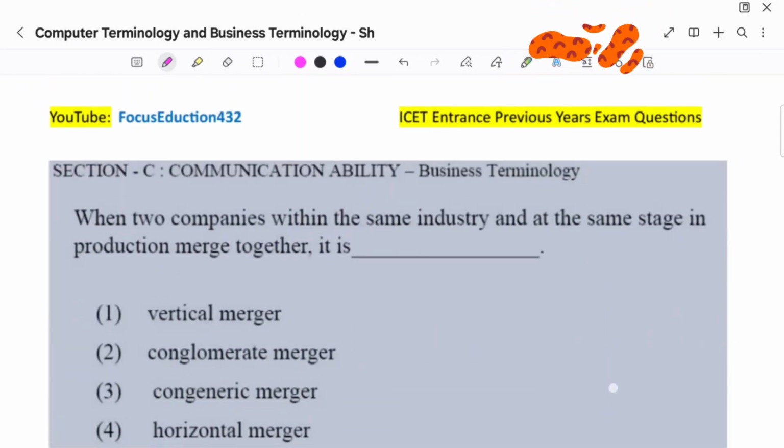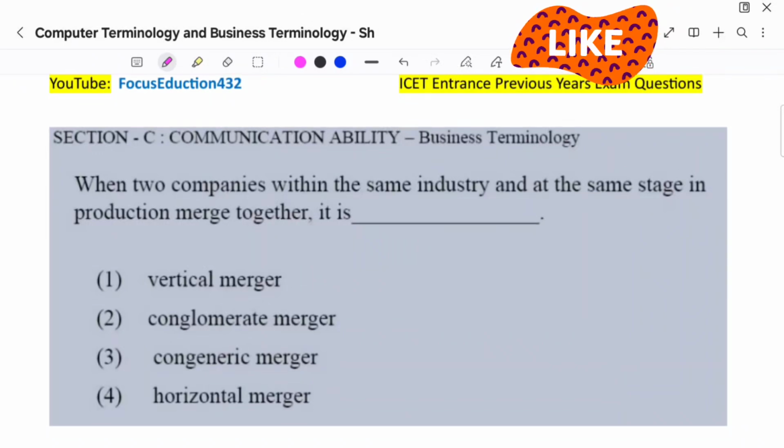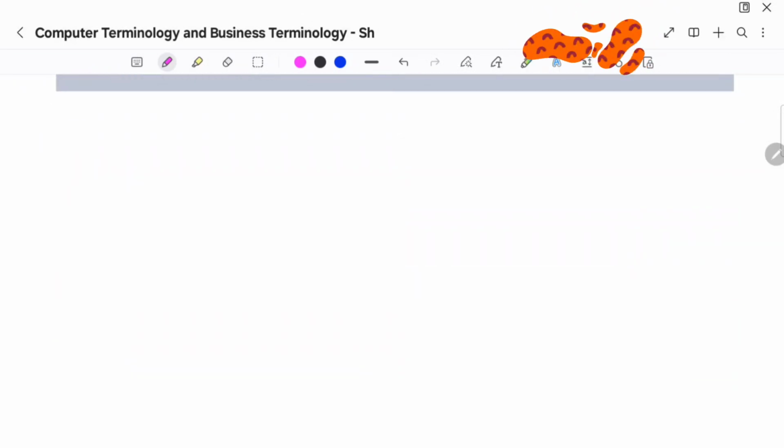Now next question in business terminology. When two companies within the same industry, such as the auto industry or some type of similar business, and at the same stage in production merge together, it is known as horizontal merger. Horizontal merger.